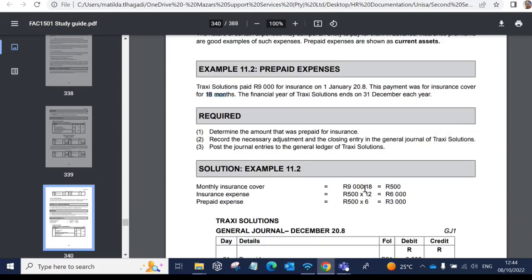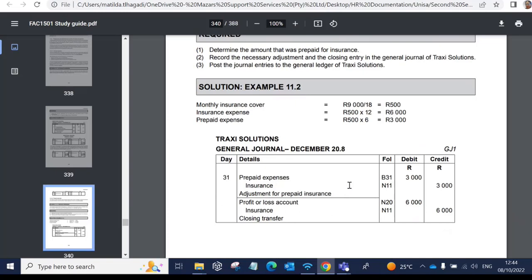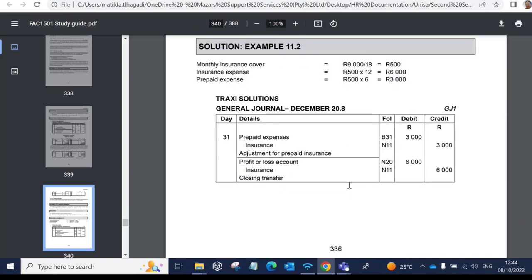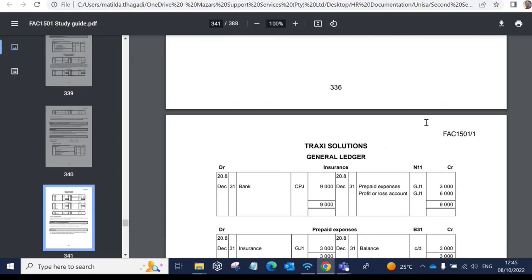3,000, are you with me? Yes. 3,000 is an expense that is paid in advance. Okay. So we're gonna debit 3,000 and we're gonna credit the insurance amount. And then the expense that should be accounted for in that accounting period is only 6,000. So that's why we're crediting insurance and taking it to the profit and loss account.